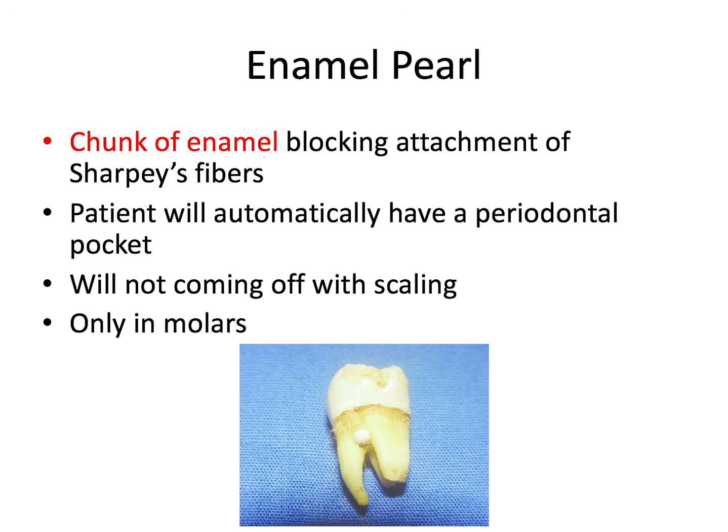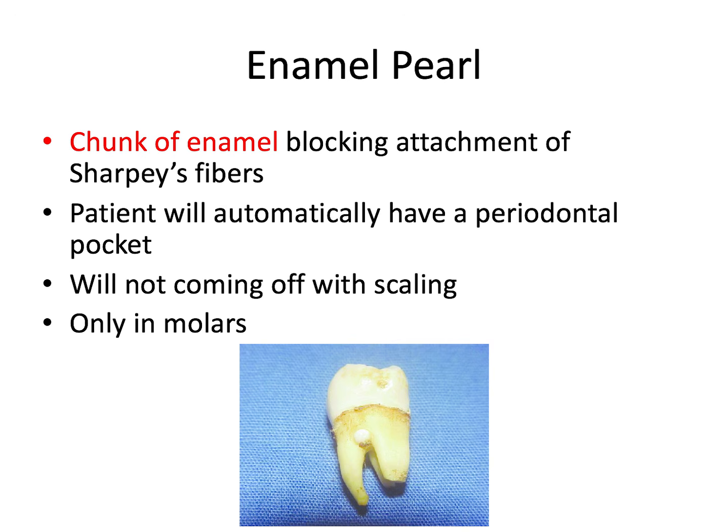And lastly, we have the enamel pearl, which is a chunk of enamel that's blocking attachment of Sharpey's fibers. Here's an example of the enamel pearl. And so Sharpey's fibers are those terminal ends of connective tissue fibers, mostly type 1 collagen, that connect the PDL, periodontal ligament, to the cementum of the tooth root.